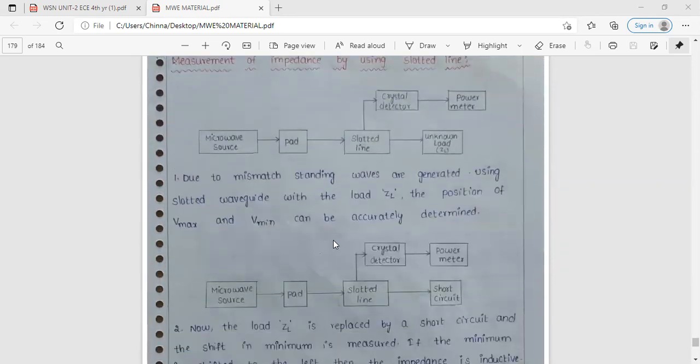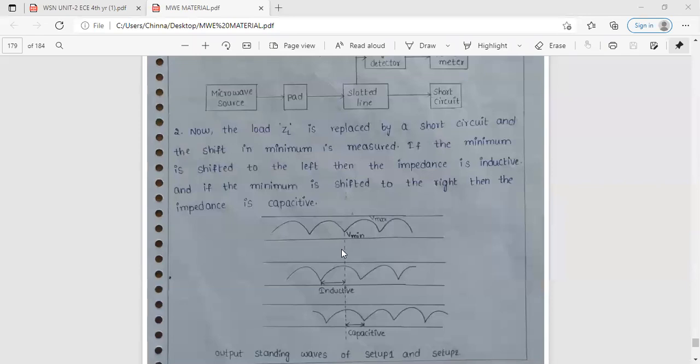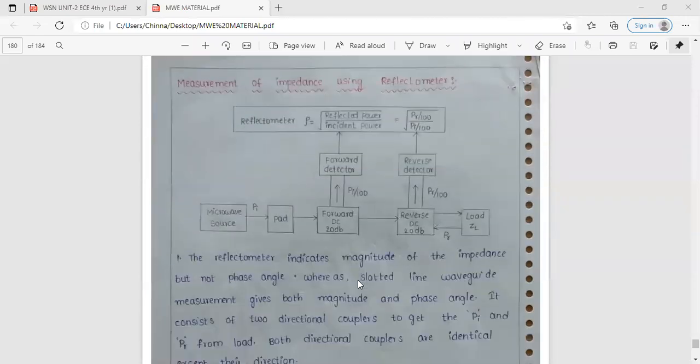And coming to the slotted line section, whenever you vary the slotted line section to the right side and left side, we note down the V maximum and V minimum values. So you can see how it will be represented. Whenever the short circuit is replaced by ZL, you can identify it as inductive when it moves to the left side. When the slotted line section moves to the right side, then it will be capacitive. This is the representation of the slotted line section.